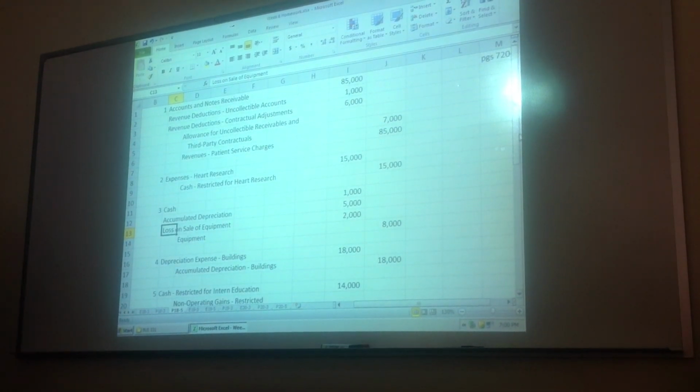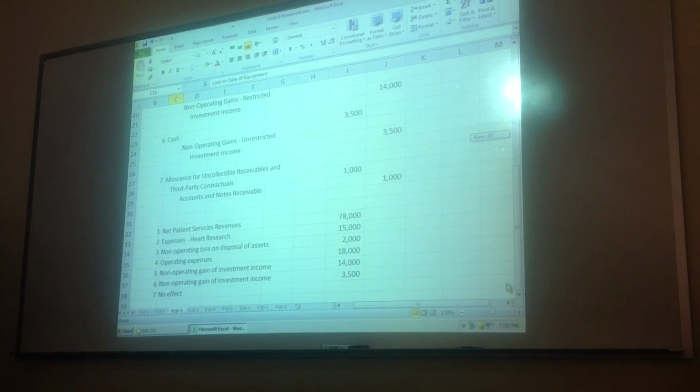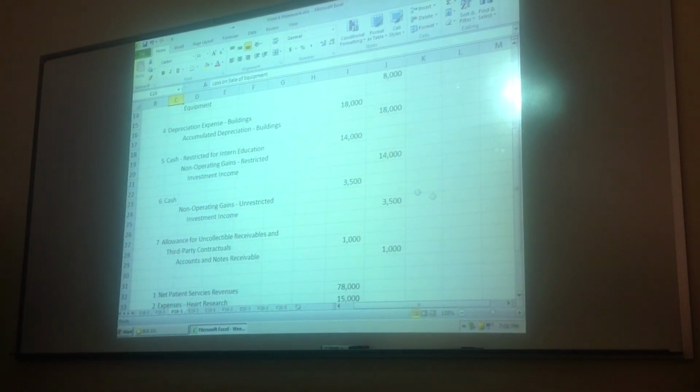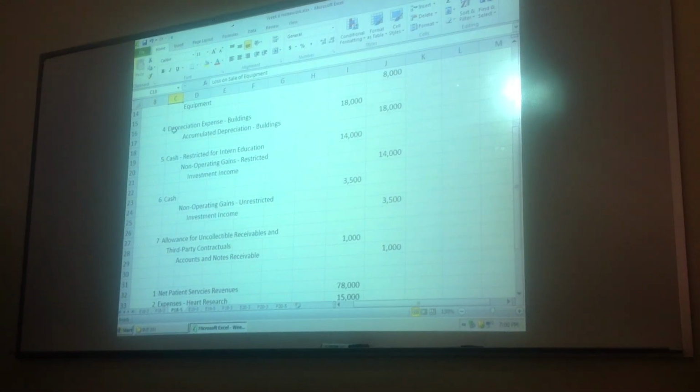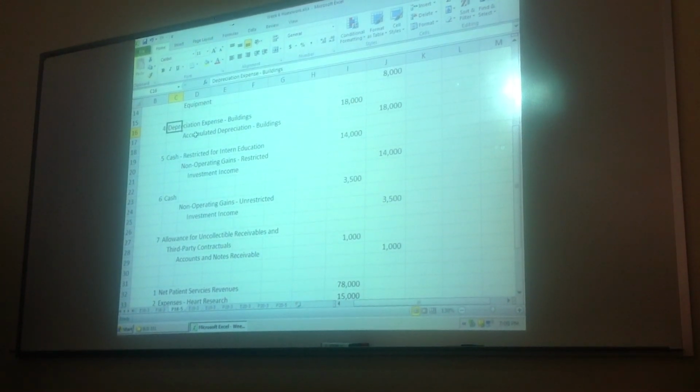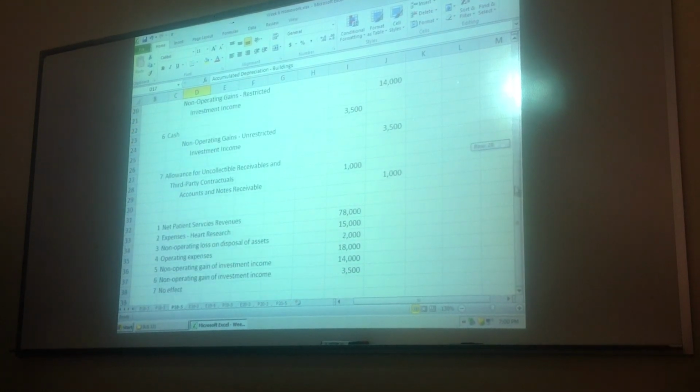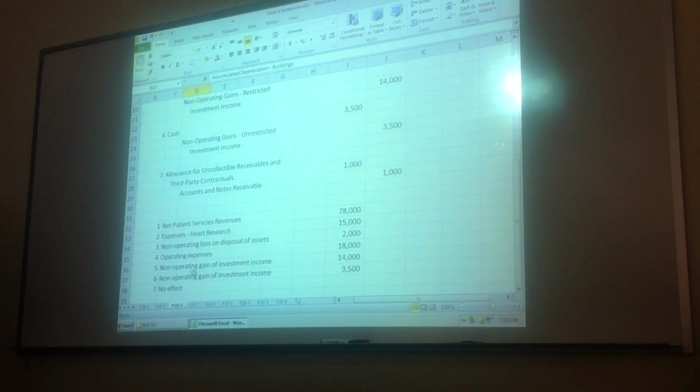Balance sheet. Okay. Number 4 was the depreciation entry. Again, expense on the income statement, accumulated depreciation on balance sheet, and on down. So number 5, you have the non-operating gain.